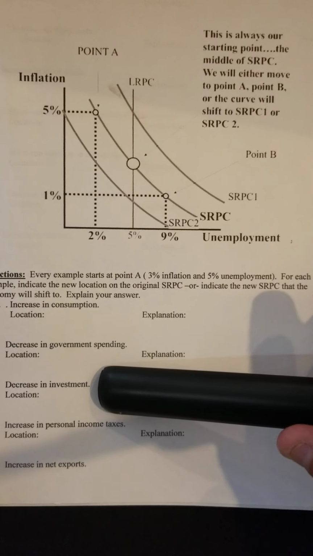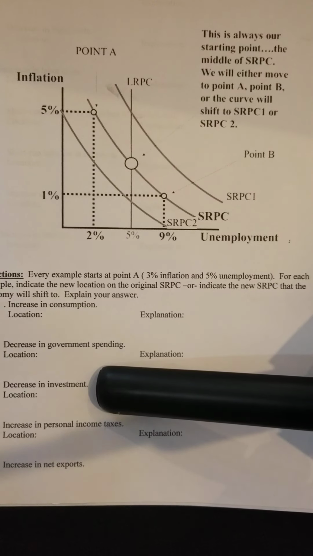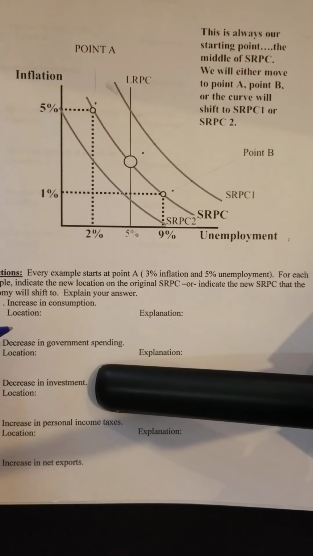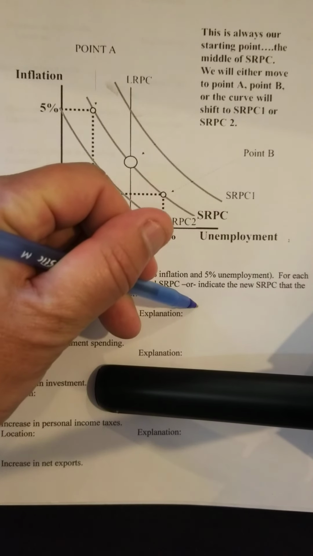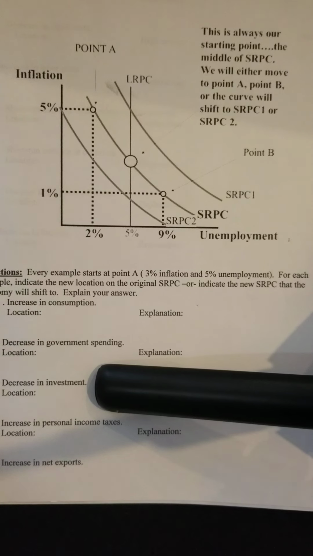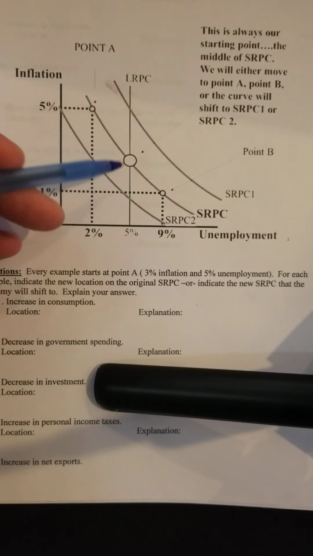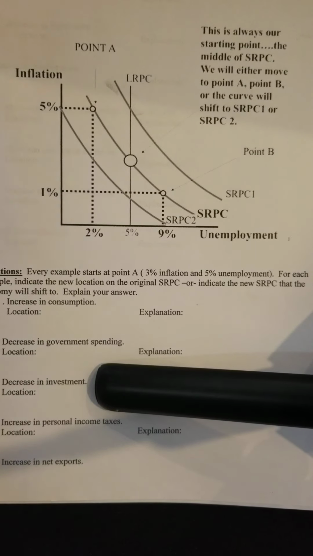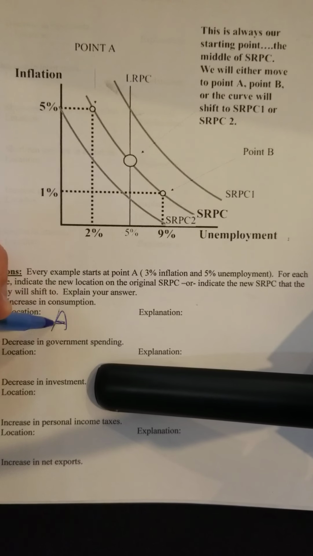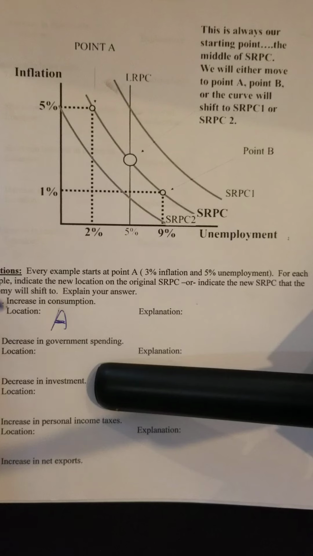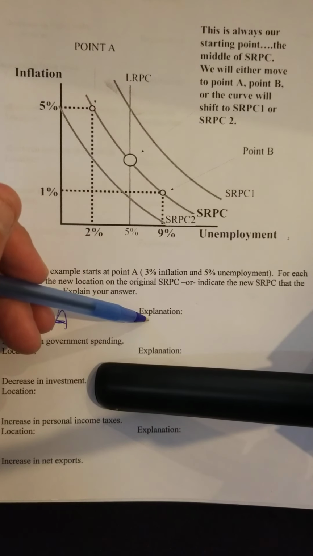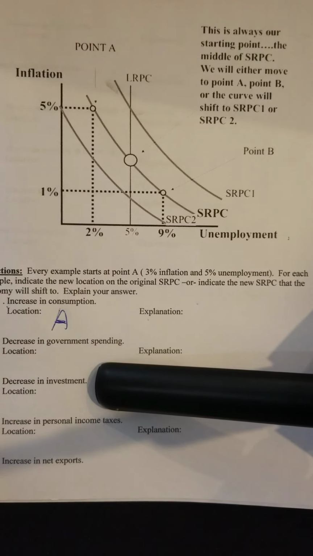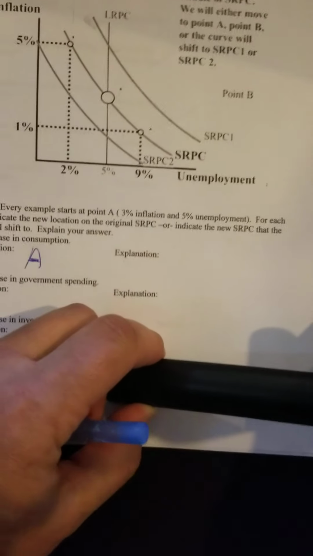Okay, so first off, an increase in consumption, which is essentially something that increases aggregate demand. That would probably be my explanation. So if something increases aggregate demand, we can expect inflation to go up and unemployment to go down. So that would bring us to point A. And again, an increase in consumption is an increase in aggregate demand, which is going to lower unemployment and cause an upward movement in prices.